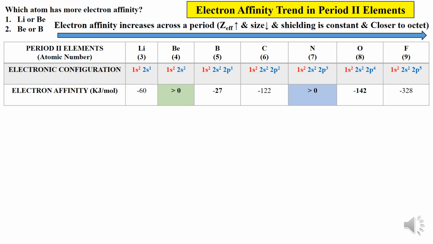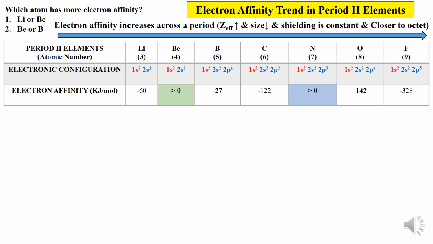So electron affinity increases across a period because of increased effective nuclear charge, decreased size of the atom, shielding is constant, and the atoms are closer to achieving octet. So these are the four major reasons why the electron affinity value should increase. So this is the expected trend.